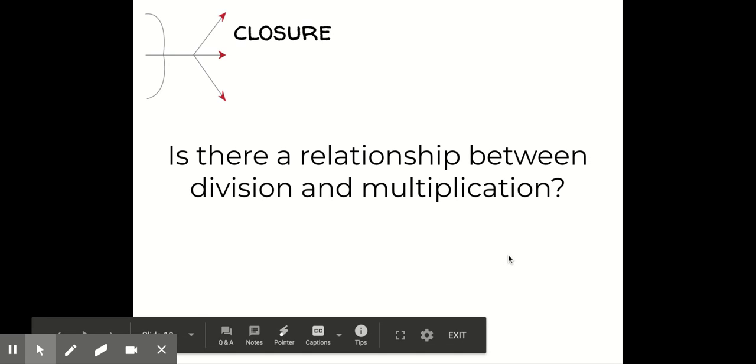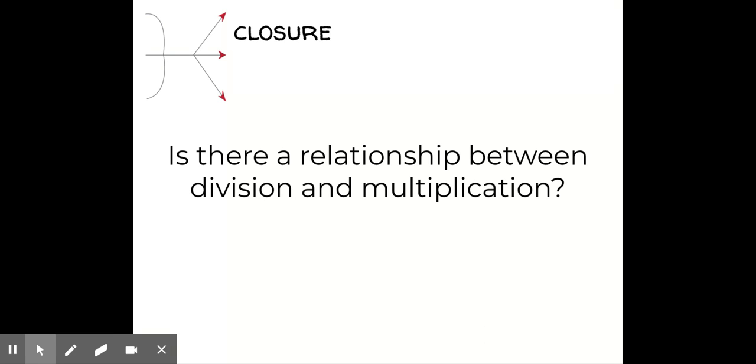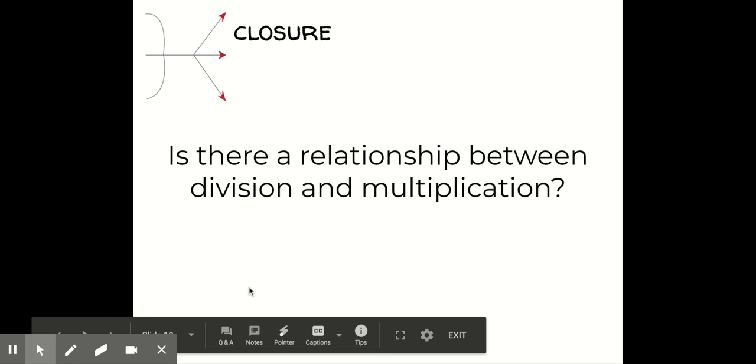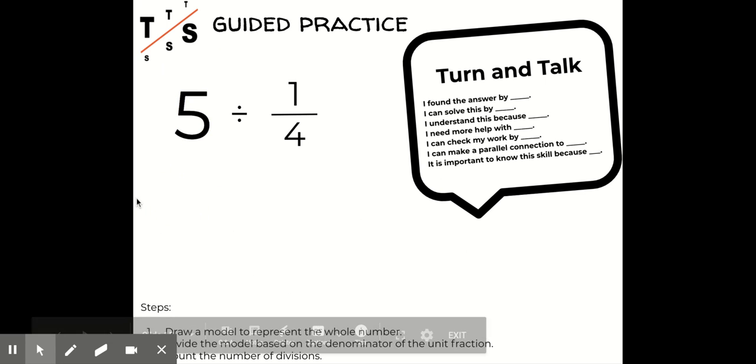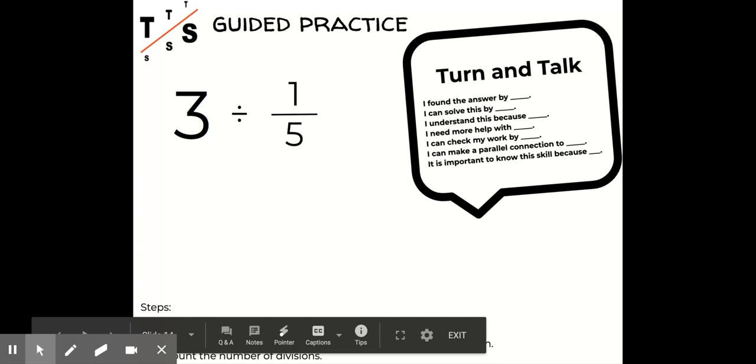My final question for you is there a relationship between division and multiplication? Go ahead and pause and think about the answer to this and come back when you're ready. The relationship between division and multiplication is that they're inverse operations. We can actually use multiplication to check the quotient of a problem. So I'm actually going to go back to one of our problems here and show you exactly how we can do that. I think I'm going to do it with this one.